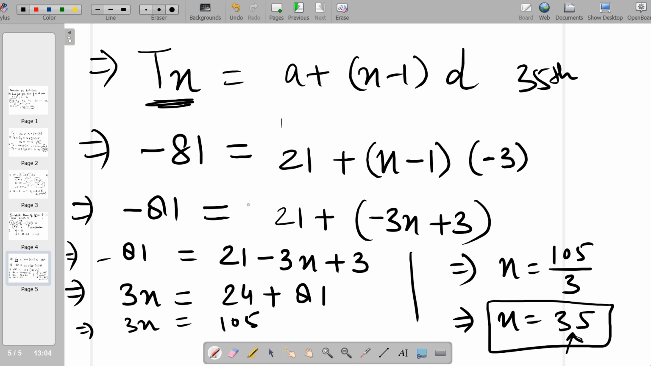So this is how you can find, if they give you any particular element in any series and they ask you to find which position it belongs to. You will utilize this equation, substitute the values and get the value of small n.